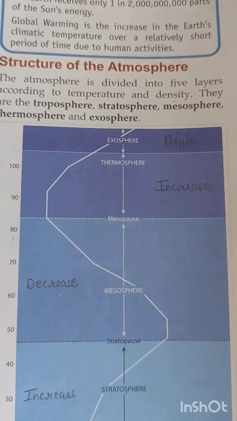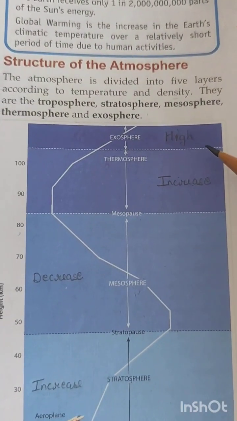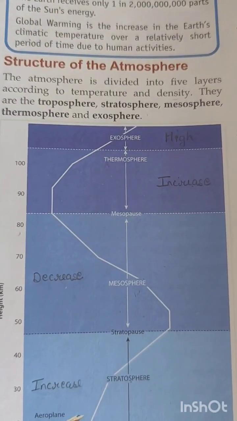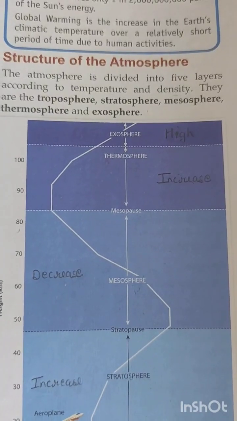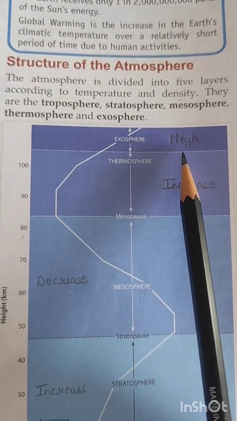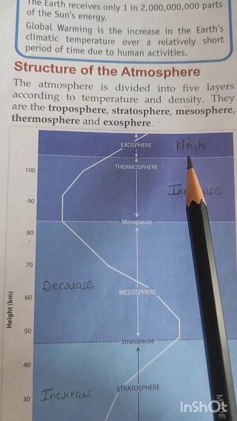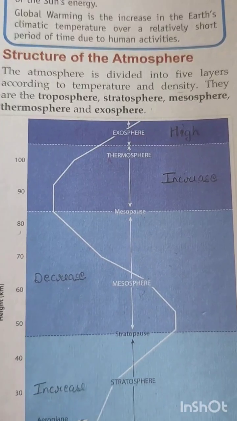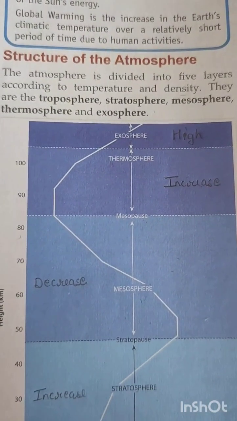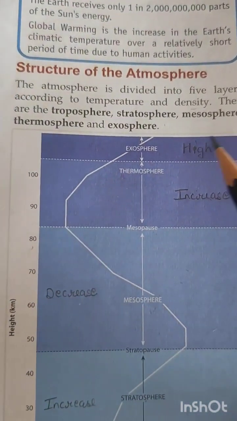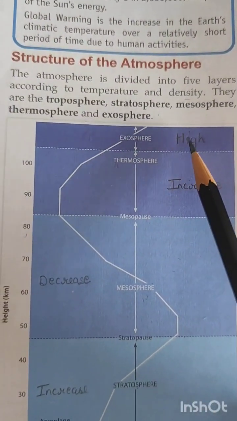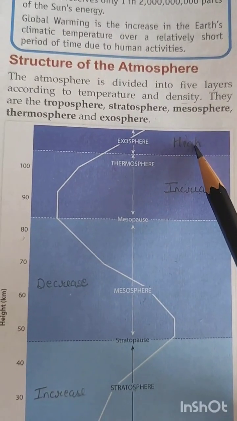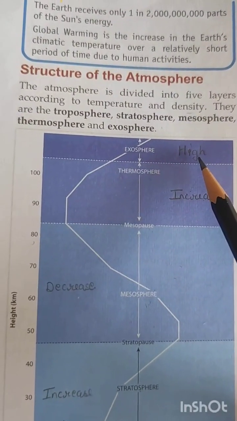Then last, the uppermost layer of the atmosphere is the exosphere. Here the temperature rises and reaches up to 5500 degrees Celsius. The height of this layer extends up to 1600 kilometers, and finally it merges into space. Also, air is very thin here. Very light gases are present. As you know, air is a mixture of gases, so very few gases are present here, like hydrogen, helium, etc.